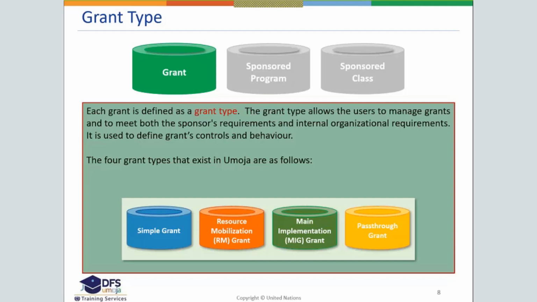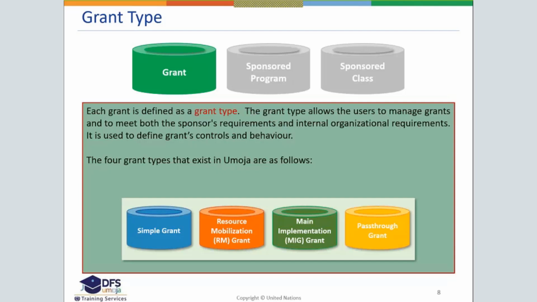Because if you create one grant of a specific type, you cannot change it later on. If you make a mistake selecting the type of grant, you will have to create a new one, selecting again the right type of grant. We will see it later on.